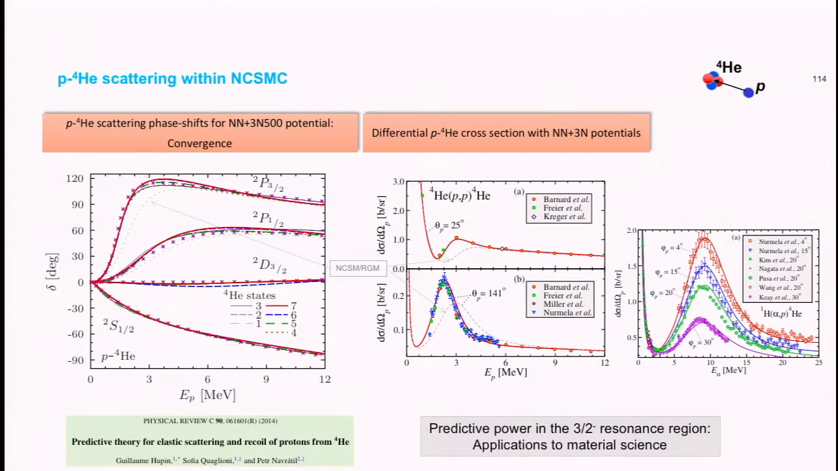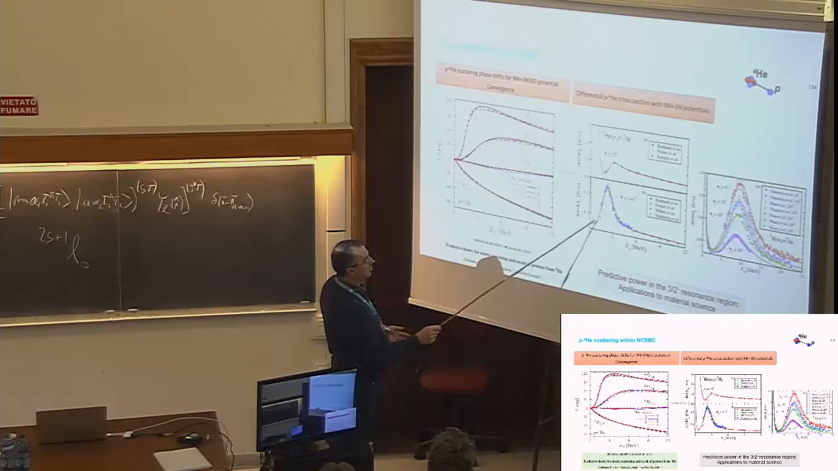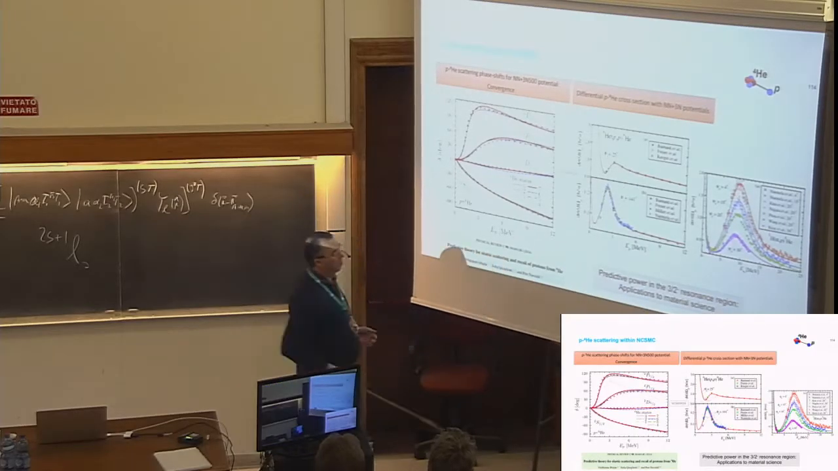But anyway, the point is that here I switch this off, and then my phase shift does not converge all the way to the data. It's an incomplete calculation, and that has a dramatic effect on the cross section in the region of the peak, in the resonance, because I am off resonance here. So you see that it's completely off the data.